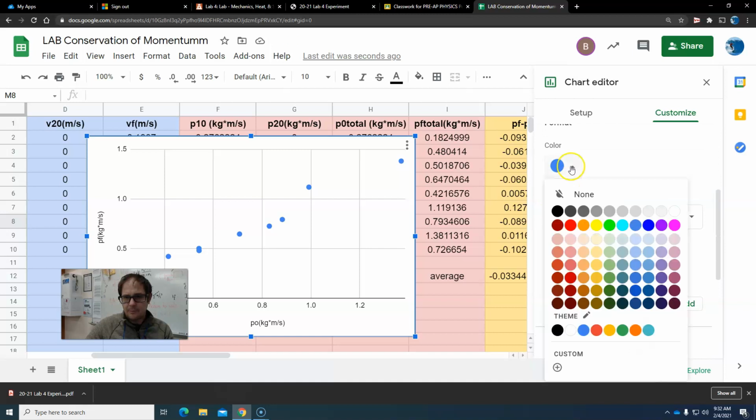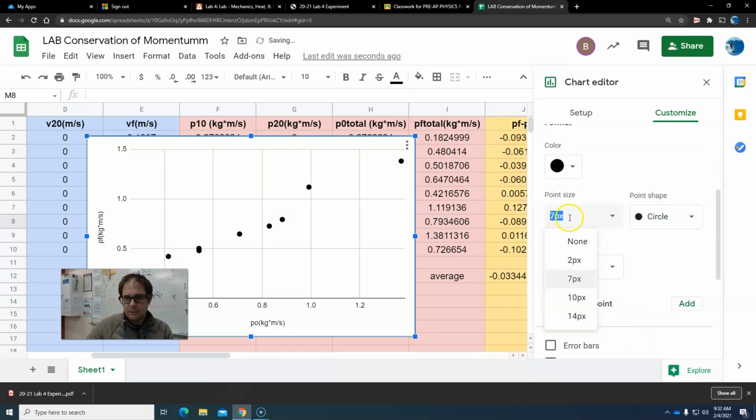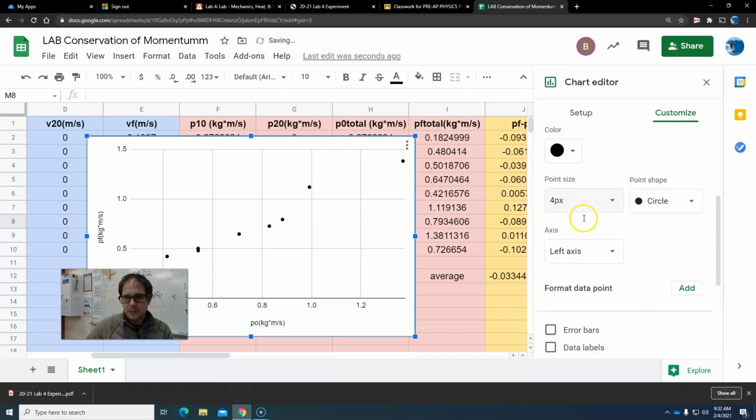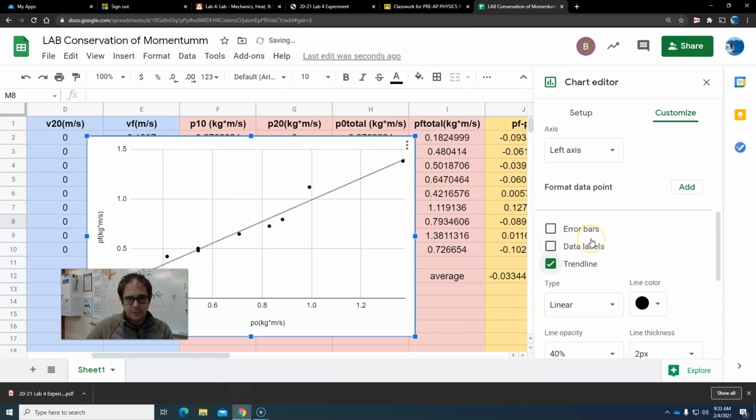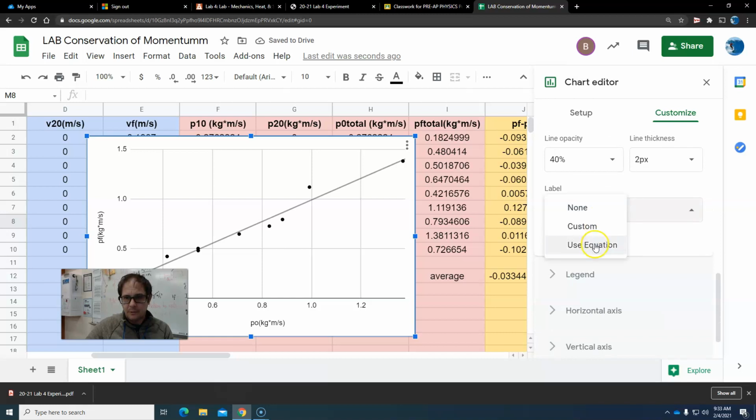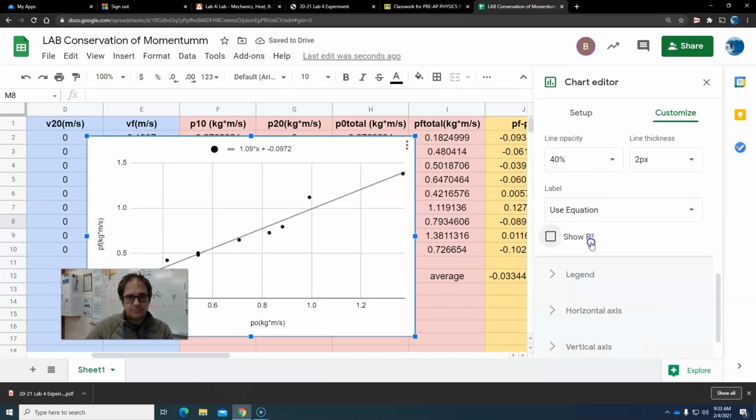I like the points to be black and size 4 because it's going to have many points. You put the trend line and then label, use equation, and I'm not going to put R squared. As you can see, the slope is 1.1 and the y-intercept is negative 0.1. So this is a good indication that the momentum of the system is a conserved quantity. After the collision, it has the same value as before the collision.